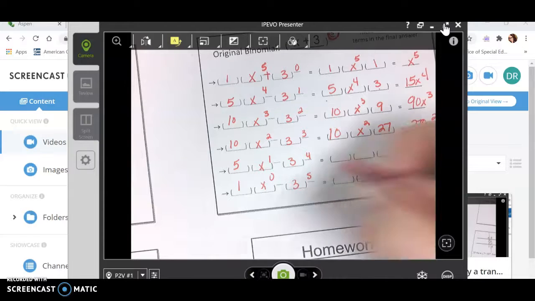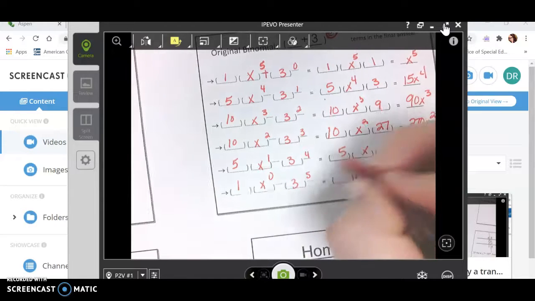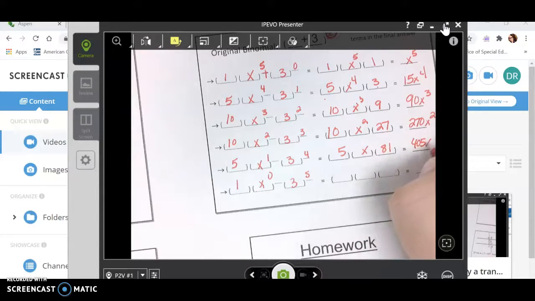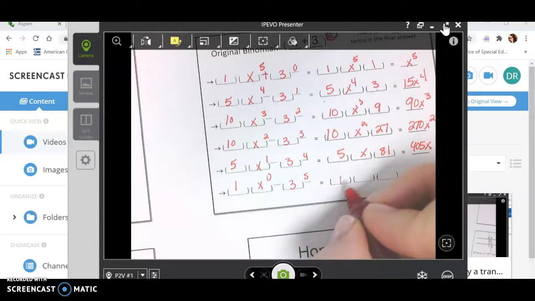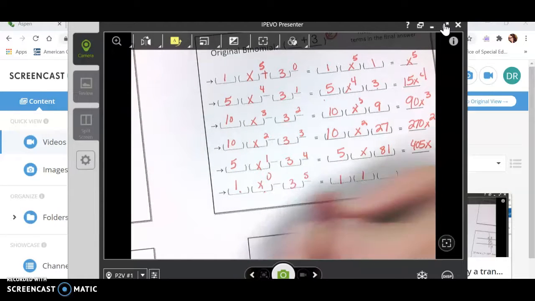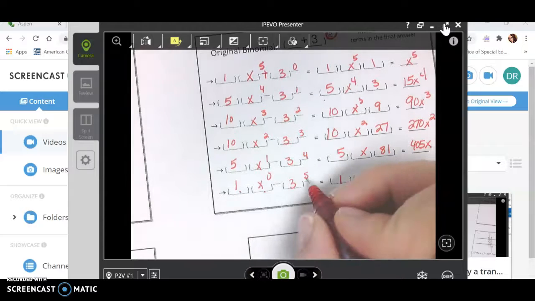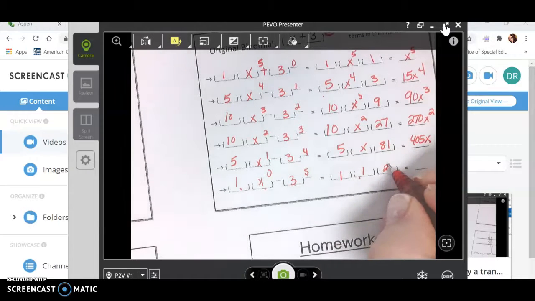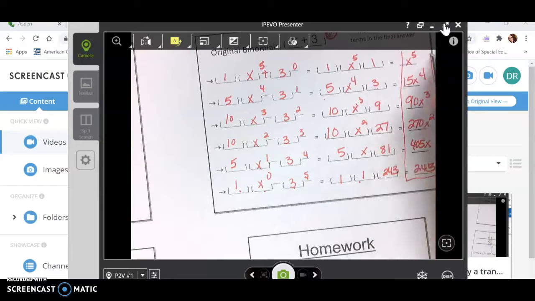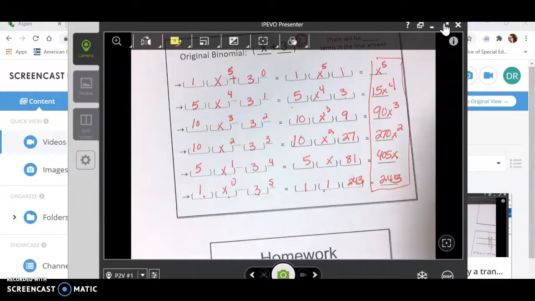5 times x to the 1 power is just x. Times 3 to the 4th power, that is 81. 5 times 81 times x is 405x. Then we have 1 times 1, 1, and then x to the 0 power is just 1. 3 to the 5th power is just 243, so this is just 243. And how this works is this is what you would write out in standard form. This would be your answer, okay?